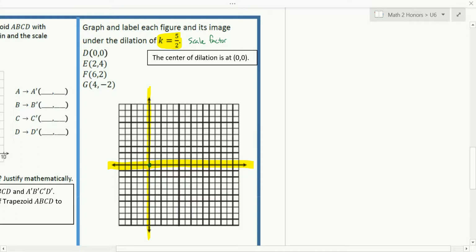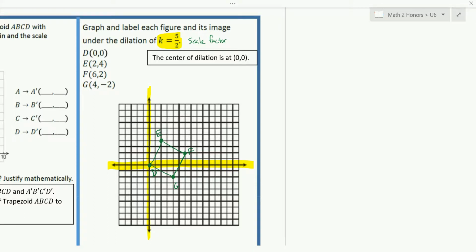So 0, 0 is D, 2, 4 right there is E, 6, 2, F, and G is going to be 4, negative 2. So we get that shape. It looks like a square.